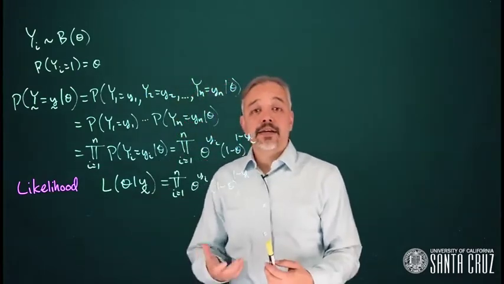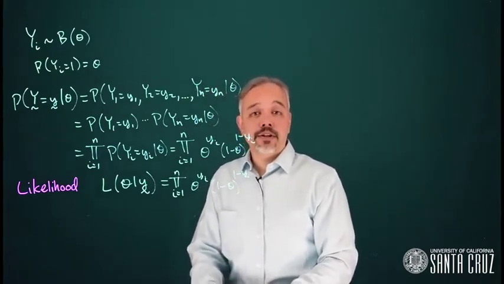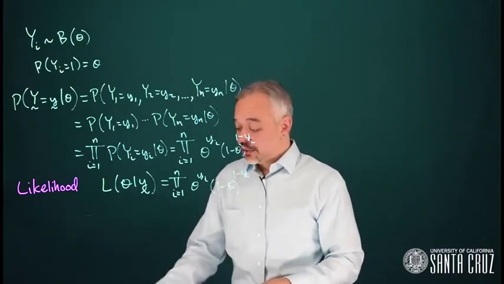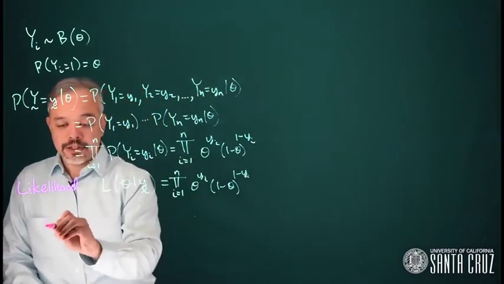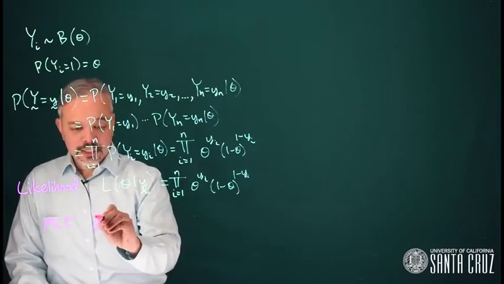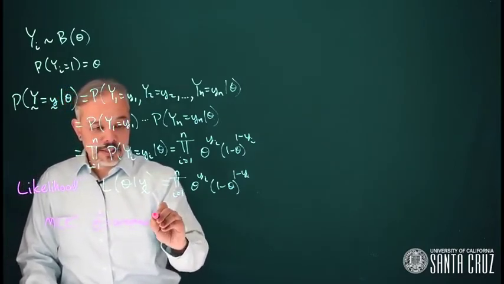One way to estimate theta is that we choose the theta that gives us the largest value of the likelihood. It makes the data the most likely to occur for the particular data we observed. This is referred to as the maximum likelihood estimate, or MLE. It's the theta that maximizes the likelihood.